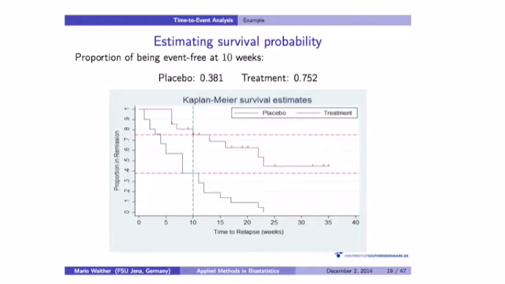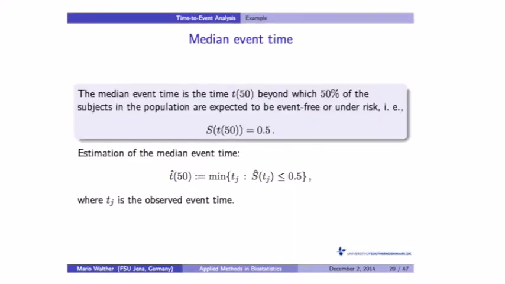So you look at the time point where the probability of being event-free up to this time point is exactly 0.5. So 50% of subjects are under risk to experience the event of interest after this median event time, or equivalently, 50% of subjects are event-free up to this median event time. This is a general definition of the median event time.